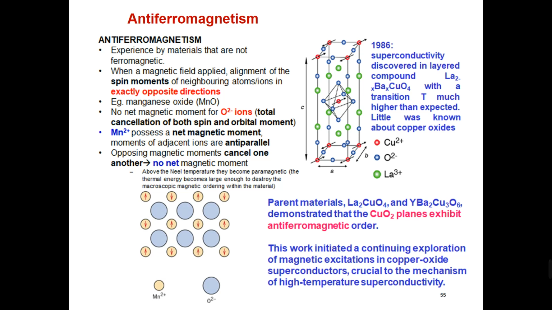Nothing happens to the magnetic properties. For example, in 1986, superconductivity was discovered in the layered compound lanthanum barium copper oxide, with a transition temperature much higher than expected. Little was known about copper oxides, so they explored these kinds of materials, finding that the copper oxide planes exhibit anti-ferromagnetic order. This work initiated the continuing exploration of magnetic excitations in copper oxide superconductors, which is crucial to the mechanism of high temperature superconductivity.